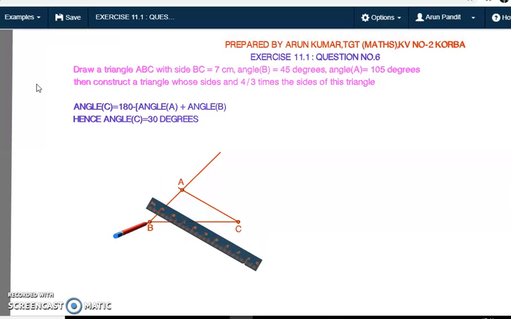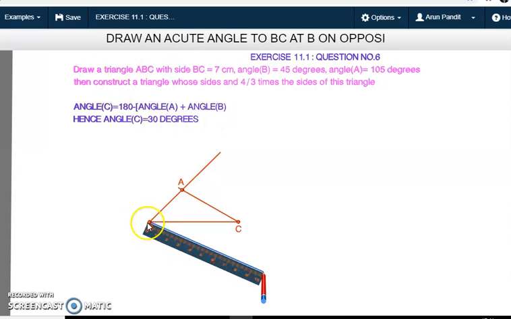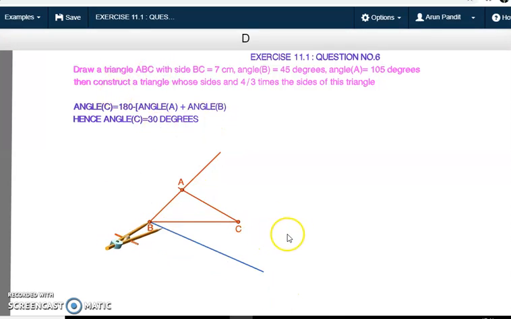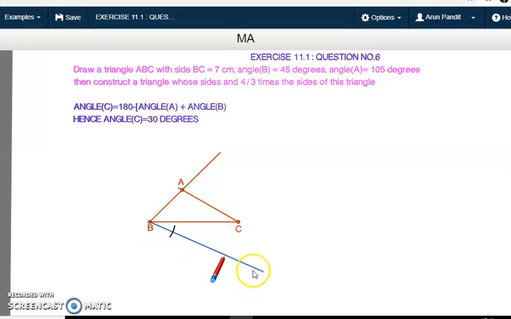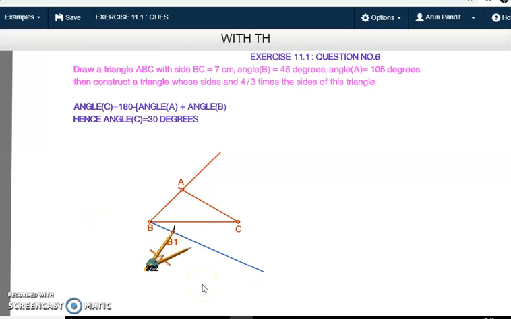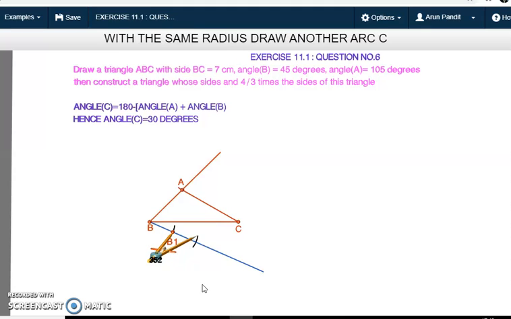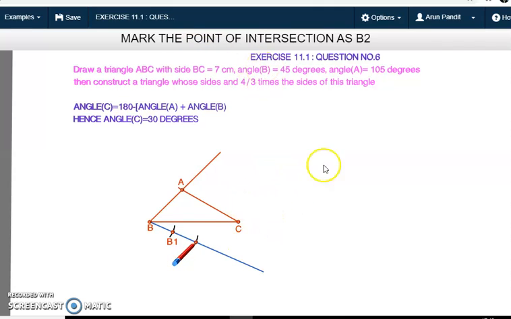Now we have to construct a triangle similar to this triangle. So we construct an acute angle just below the line segment BC, and the greater of 4 and 3 is 4. So cut 4 equal arcs along the line segment BX: BB1 equals B1B2 equals B2B3 equals B3B4. As the denominator is 3, so you join C to B3.